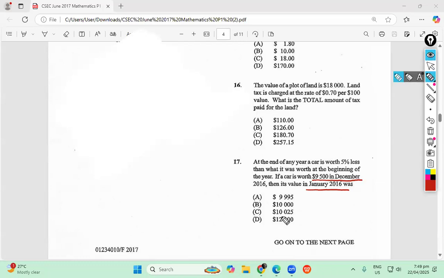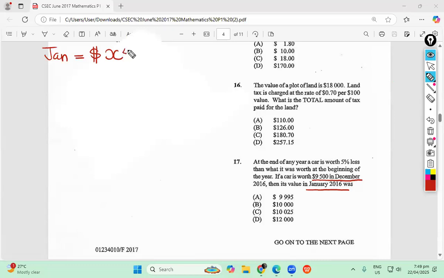You know what I'm already asking you in this question? What's the original value of the car? Well, what's the value of the car at the beginning of the year? So check it out. In January, do we know the cost of the car? No, we don't know the cost of the car. So we're just going to call it X. At the end of the year, it's going to be worth 5% less.